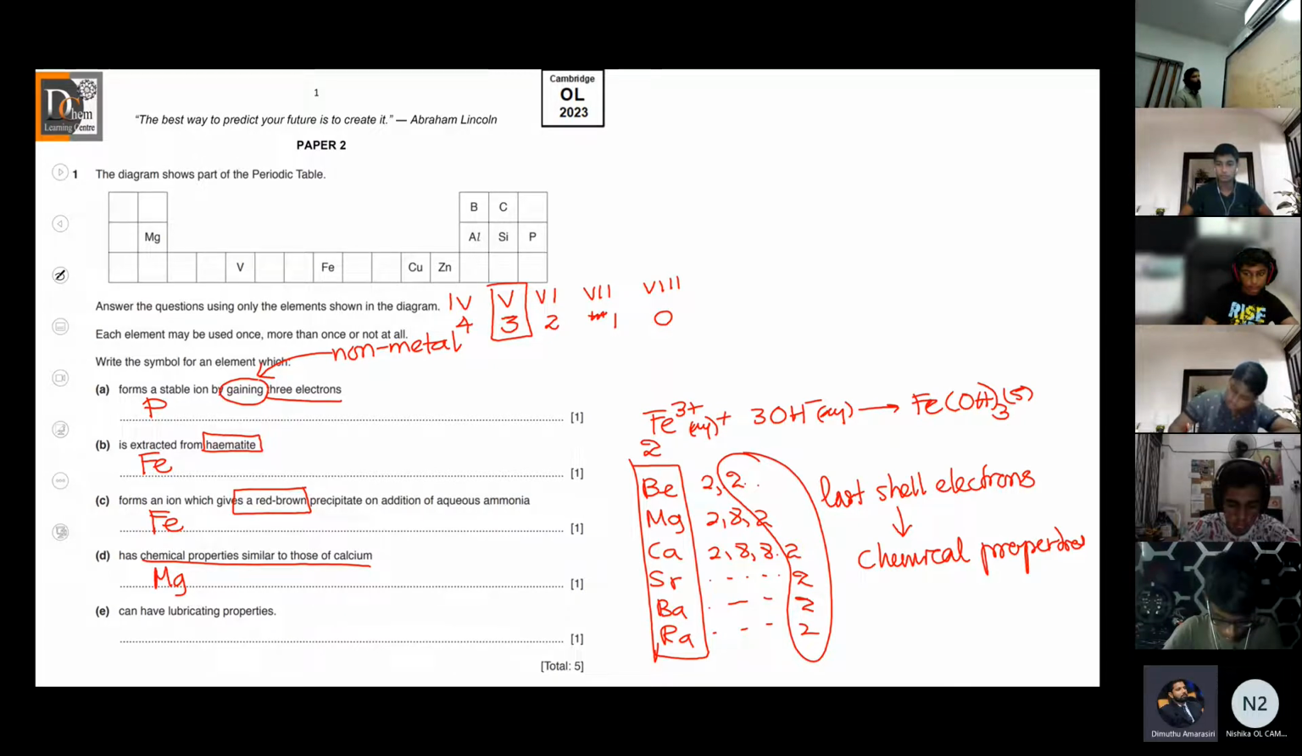Can have lubricant properties. Do you have carbon? Yes. Normally for lubricant we learn carbon, right? So the carbon is there. So then the answers for the first question are like this. I'm not going to rush today. We can discuss slowly. I think we have enough time to discuss and also to do the care, right?